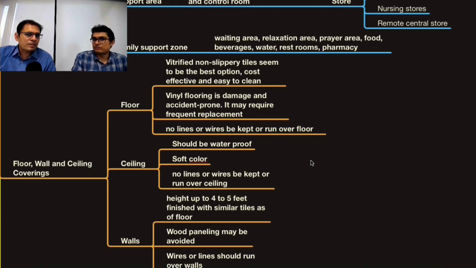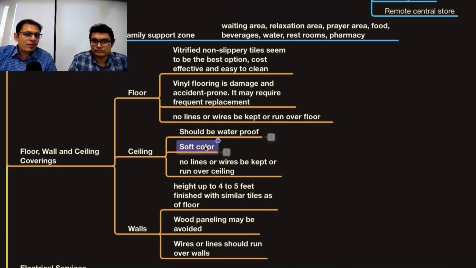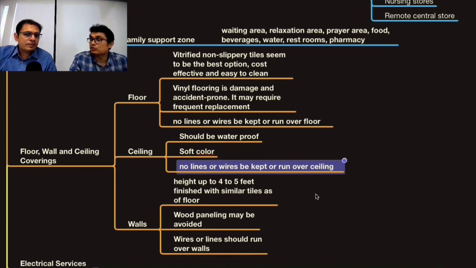No lines and wires should be cut over the floor. Yeah, that is the main thing, because that is why we keep more of a pendant, and the head end should be cleared. The ceiling should be waterproof. There should not be any leakages. A good, soft color should be used. No lines and wires running on the ceiling. Over the ceiling also it is very difficult.